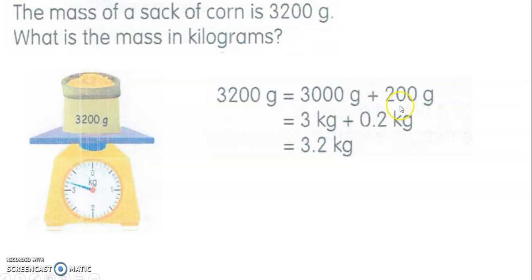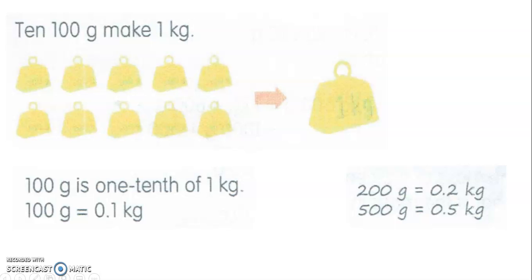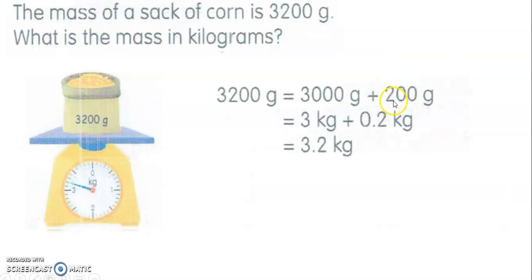What about the 200 grams? As we said a while ago, 200 grams equals 0.2 kilograms. So both units are now in kilograms, and we can add easily. 3 plus 0.2 equals 3.2 kilograms. So the mass is 3.2 kilograms.